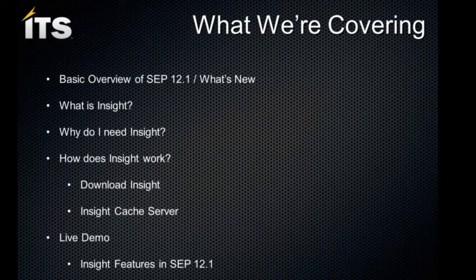So what we're covering today, we're going to go over some basic Symantec Endpoint Protection 12.1 stuff and some stuff that's new. I'm just going to touch on that briefly. If you guys aren't familiar with it, that'll hopefully get you a basic idea of what's going on there. We're going to talk about Insight and what it is, why your company needs Insight, how Insight works, and then 2 particular features of SEP 12.1: Download Insight and the Insight Cache Server. And then we'll end the whole thing with a live demo, and we'll talk about some Insight features, specifically settings and policies and stuff like that in SEP 12.1.